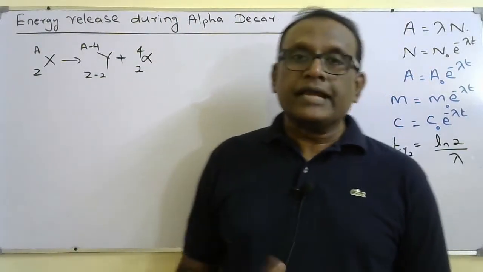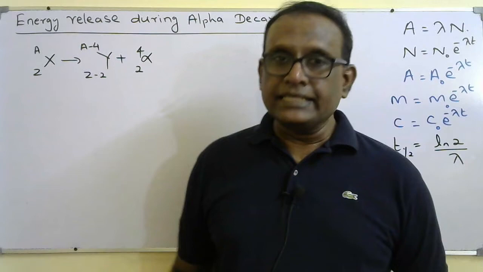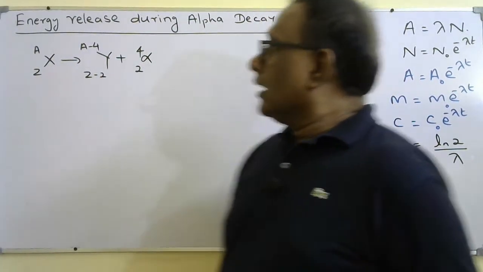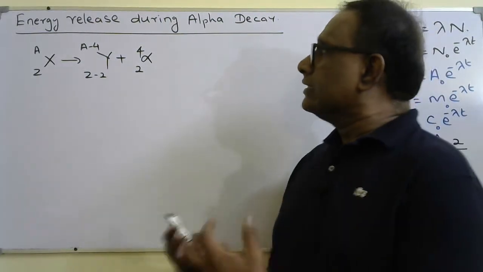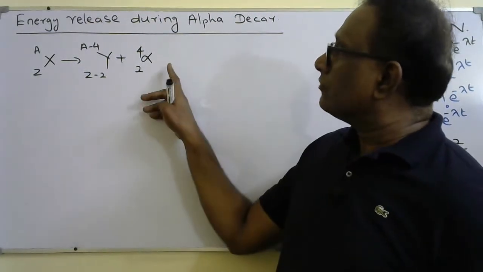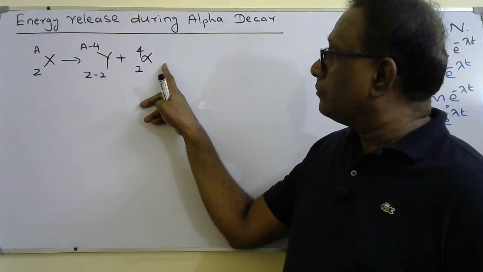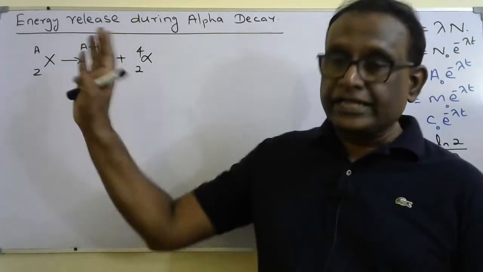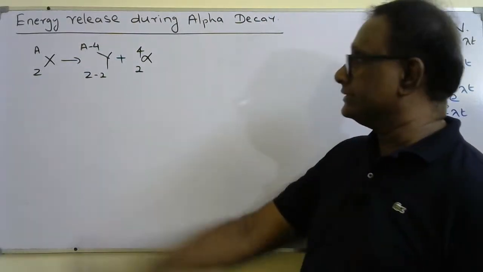During radioactive decay, energy will be released. First, we'll consider what's the energy released during alpha decay. During alpha decay, the energy release will be the kinetic energy of both the alpha particle and the daughter nucleus. The daughter nucleus will have a recoil velocity, so it will have kinetic energy.